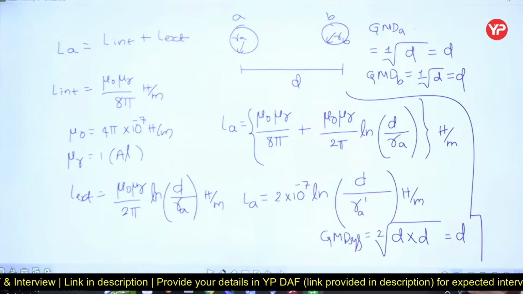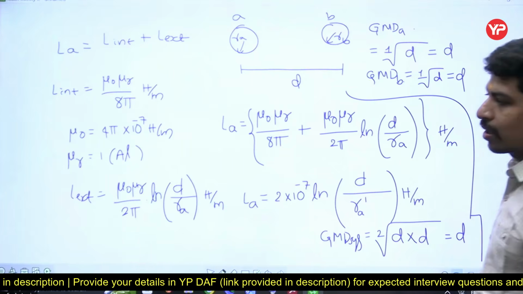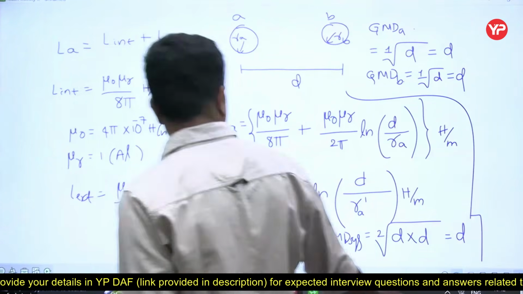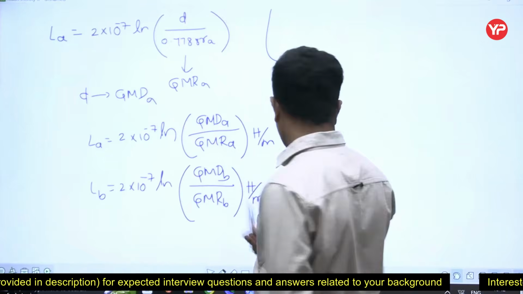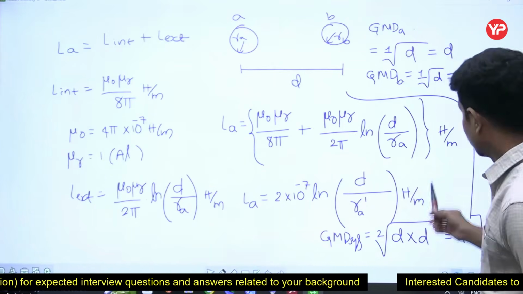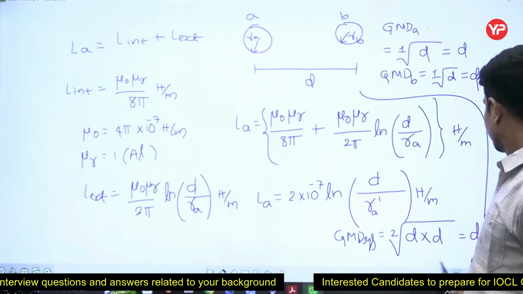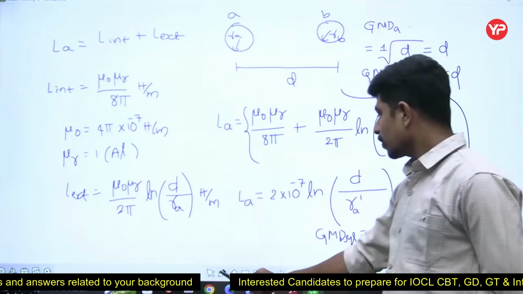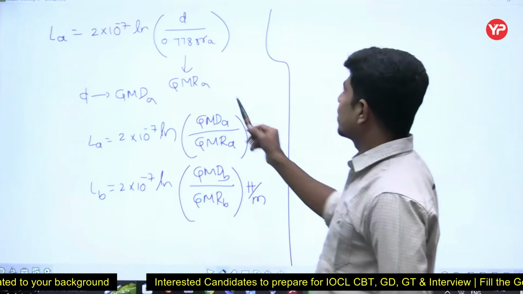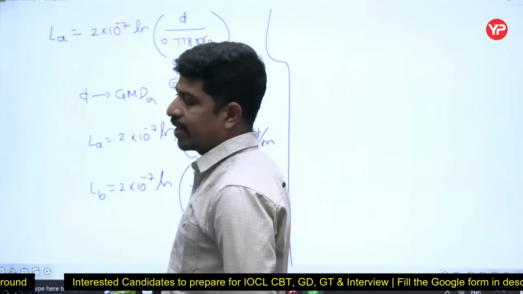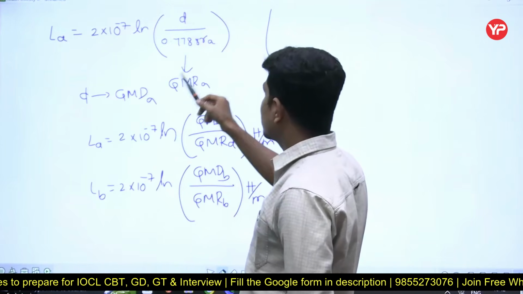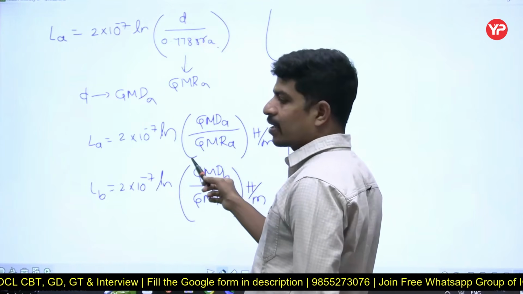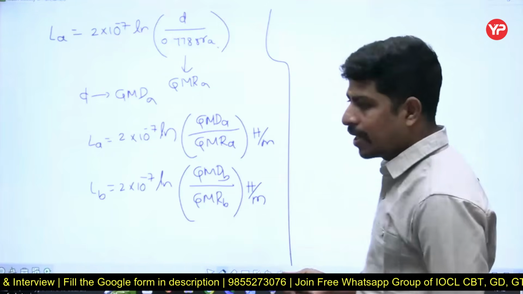Two conductors are taken, inductance of each conductor. This system. So D stands for GMD, right? We got it as GMD. GMD of A is D, right? 0.7 RA dash stands for 0.7788 RA, which is equal to GMR. We replace this one with GMD, this one with GMR. This is conductor A, this is conductor B, LA and LB.